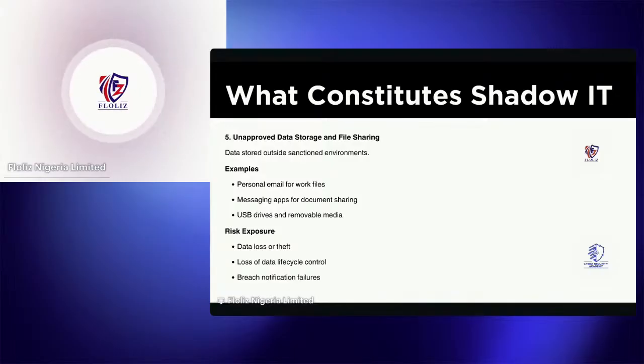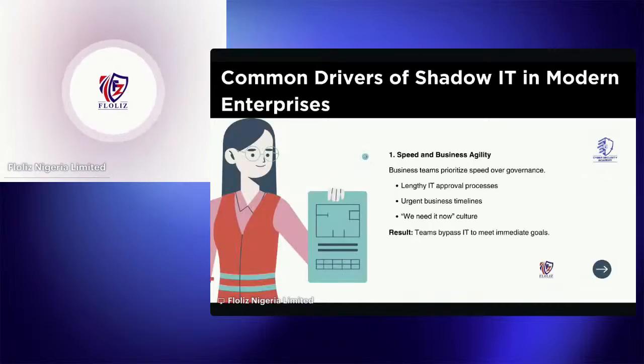So, as an organization and as a CISO, understanding the shadow IT in your environment is very important and should form part of your KPI. So, what makes employees adopt shadow IT? Some organizations may take a lengthy time to approve processes. Business teams, in order to achieve their goals, may bypass those long approval processes and adopt solutions.